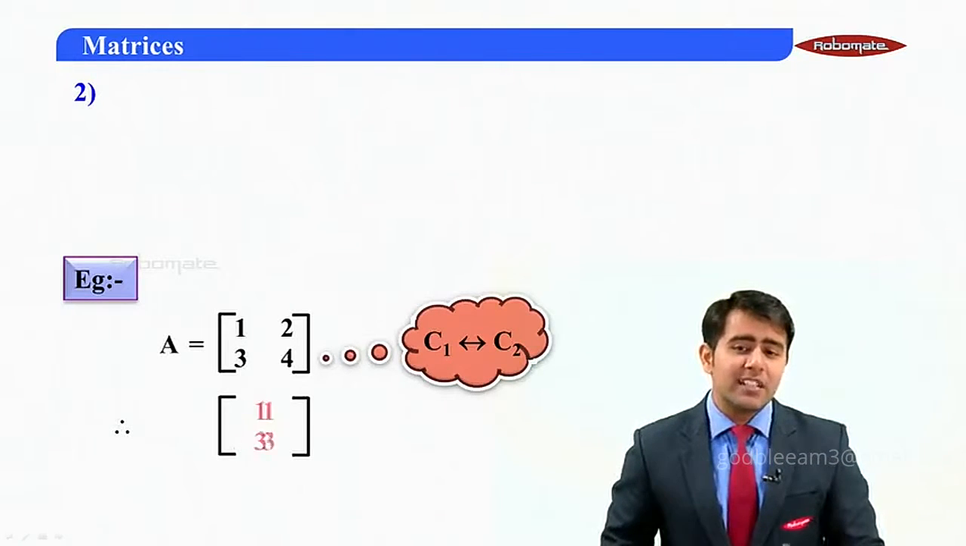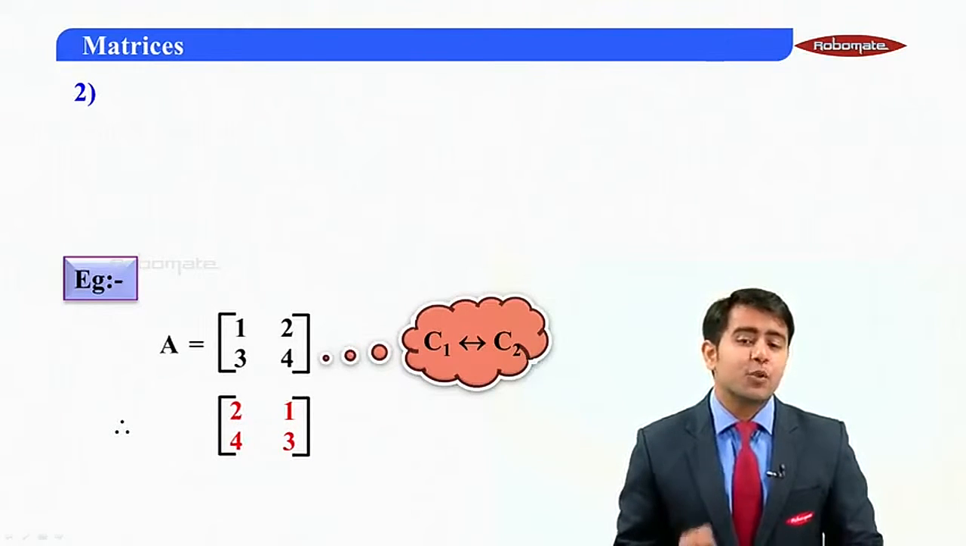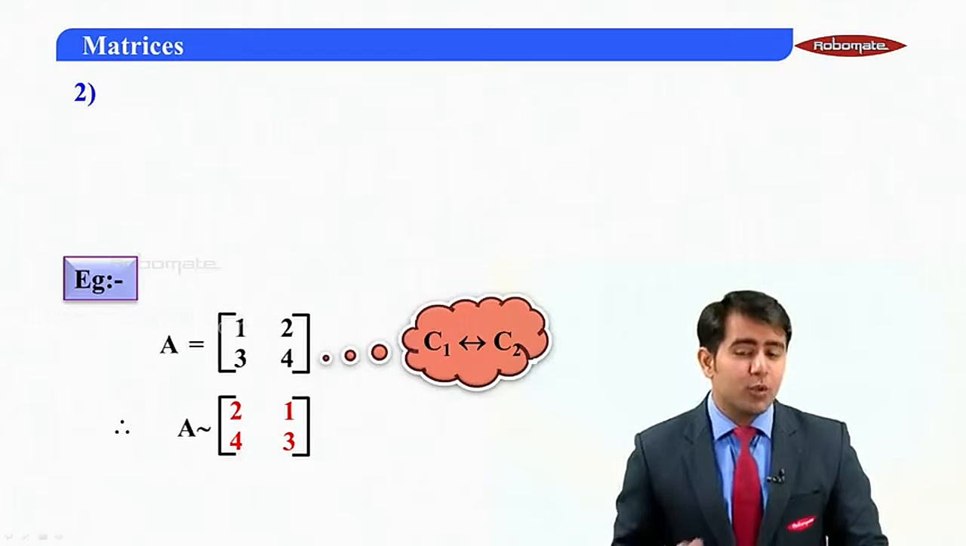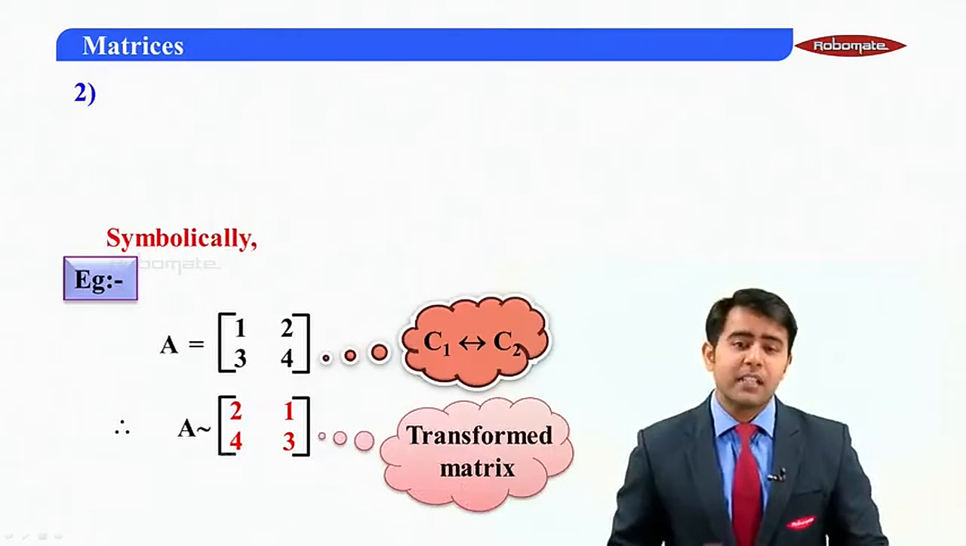As I interchange the columns, the elements get swapped. Now the new matrix is 2, 1, 4, 3. So I can denote it as A is similar to 2, 1, 4, 3. This is the transformed matrix.